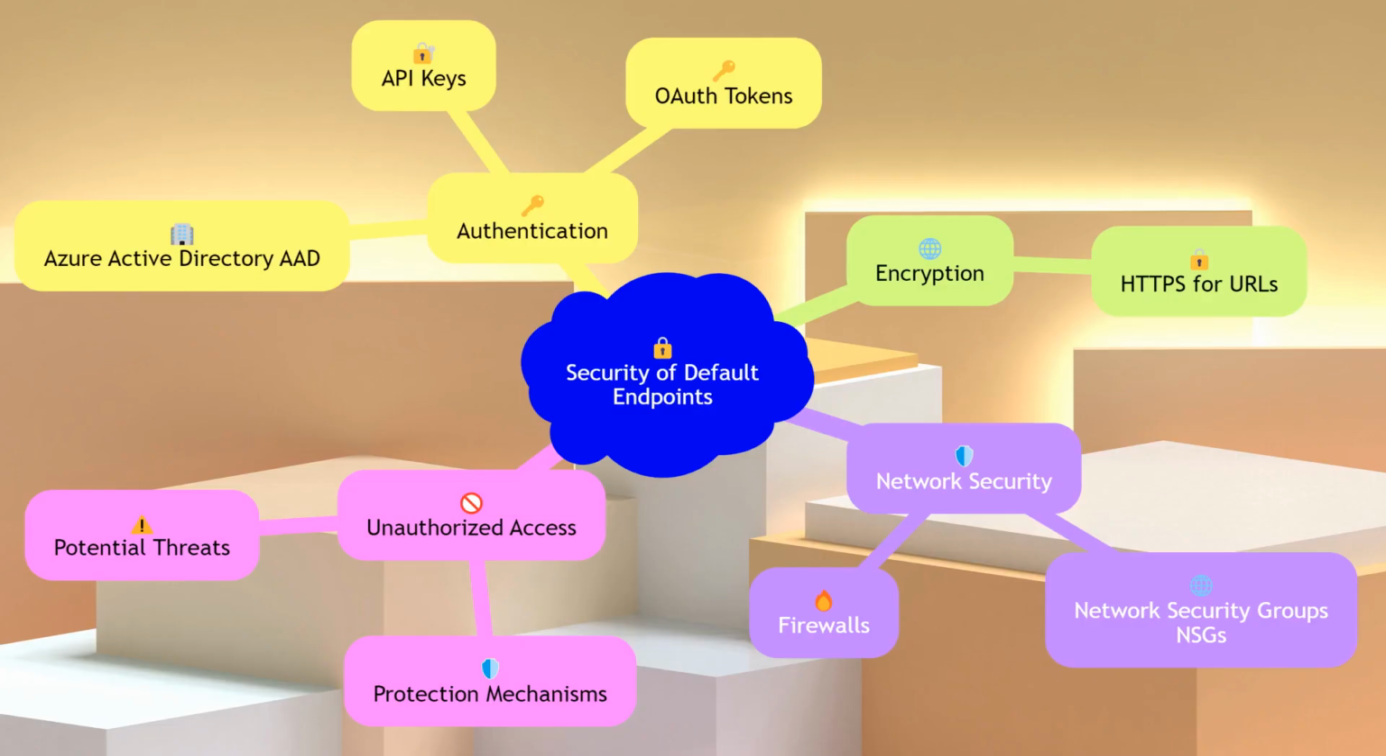Security is a critical aspect of configuring default endpoints. Ensuring that the endpoint is secure involves implementing authentication and authorization mechanisms, such as API keys, OAuth tokens, and Azure Active Directory (AAD) integration. Additionally, using HTTPS for endpoint URLs ensures that data transmitted between clients and the service is encrypted. Configuring network security groups (NSGs) and firewalls can further protect the endpoint from unauthorized access and potential threats.